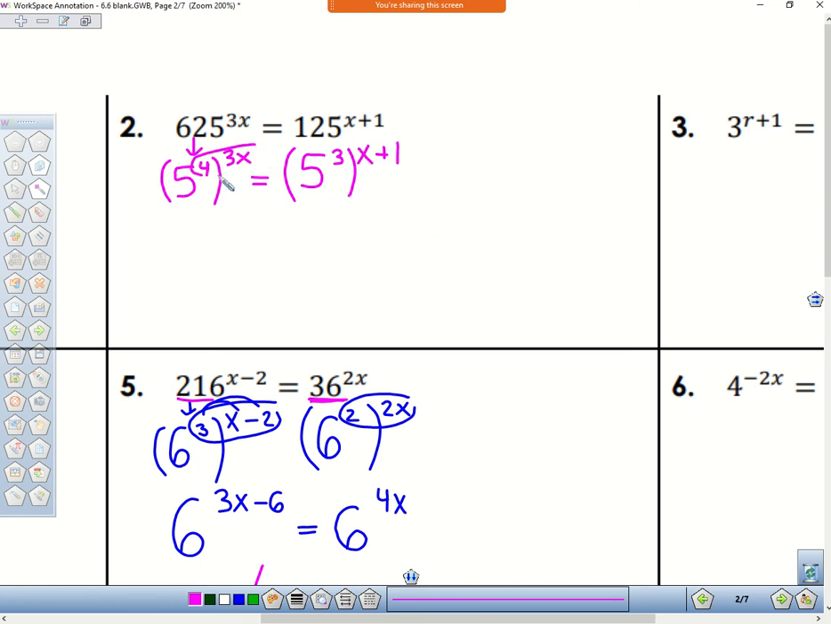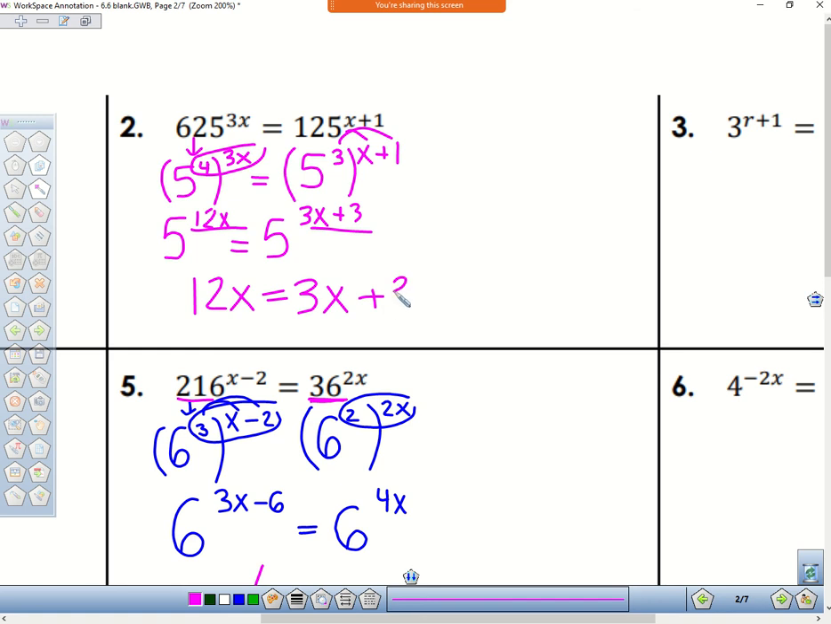So then what you would do here is you would multiply these together, distribute, we get 5 to the 3x plus 3, and then what would I do with the exponents? Set them equal. And then you guys can solve that from here. It's just a linear equation. So that's how you would do it if you use the change of base rule.